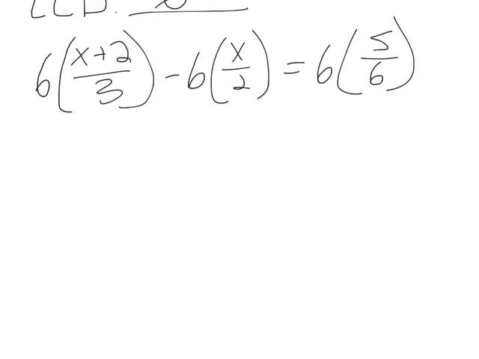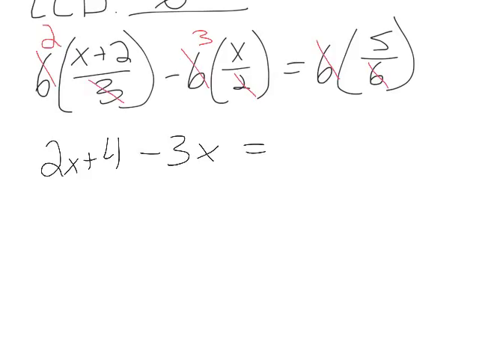Now you're going to multiply each one of those through, and we're going to be able to cancel. The 6 and the 3 cancel, leaving me a 2 where the 6 is. The 6 and the 2 will cancel, leaving me with a 3, and these 6's will just cancel completely, leaving me with a 1 in each place. If you wanted to mark that, you could. So what we wind up with is 2 times (x + 2), so I get 2x + 4, and then negative 3 times x is equal to 5.